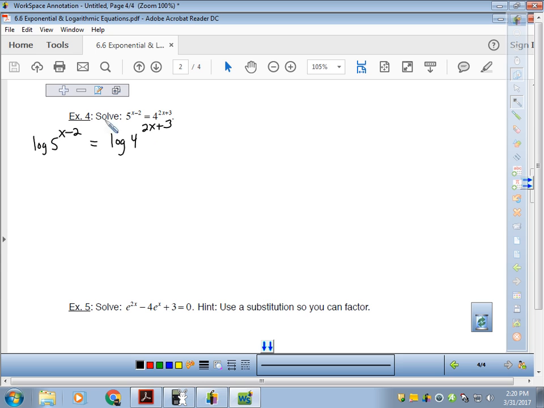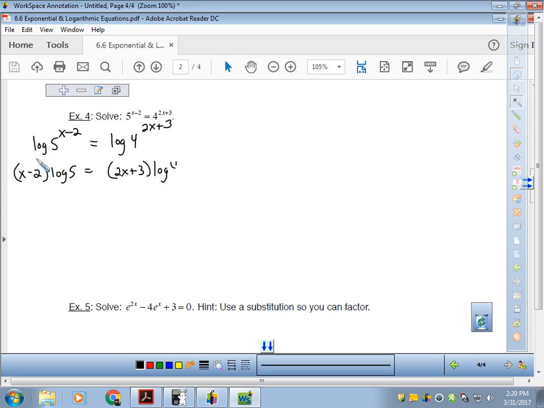Now that we've taken a logarithm on each side, we can use the properties of logarithms to move the exponents to the front. So we have x minus 2 times log of 5 equals 2x plus 3 times the log of 4. Make sure to put the exponent stuff in parentheses because you want to make sure that whole thing gets multiplied by the logarithm. So make sure the parentheses are there like I have written here.